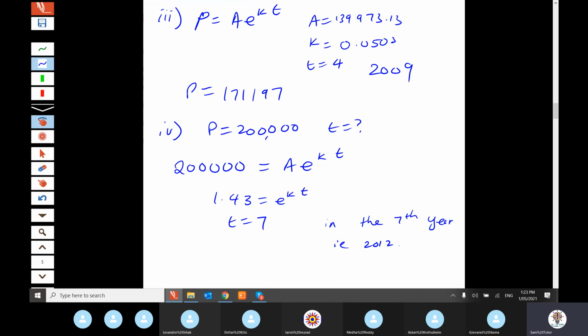Are we all okay with me getting to T equals 7 like that in our calculators? So again, 200,000 divided by 139, blah, blah, blah. Then you got to 1.43, logged it, divide by k. We can do that?